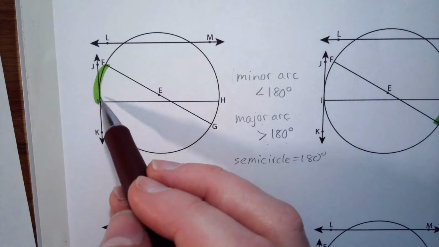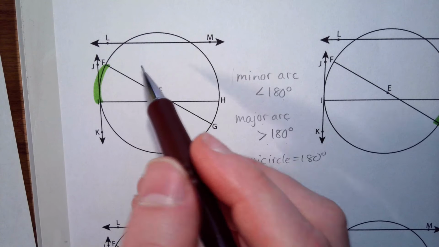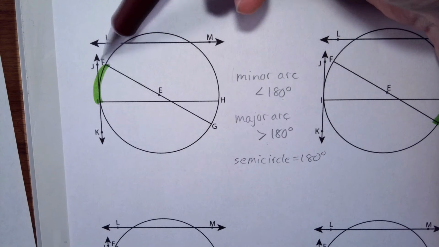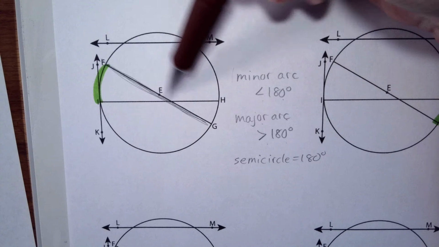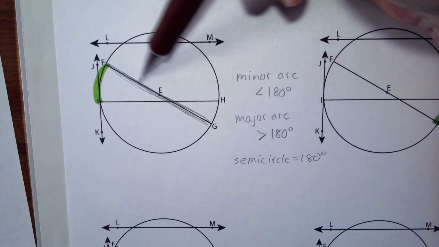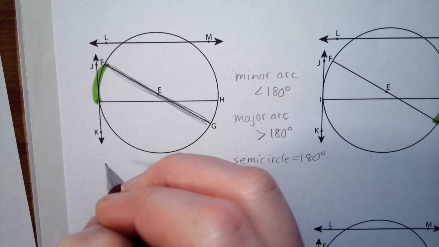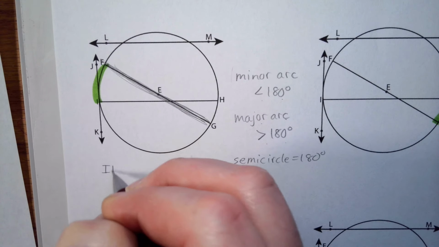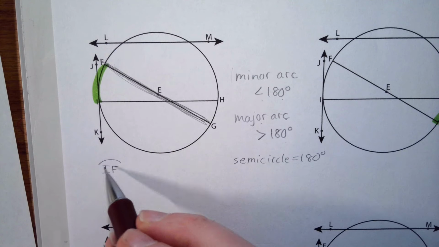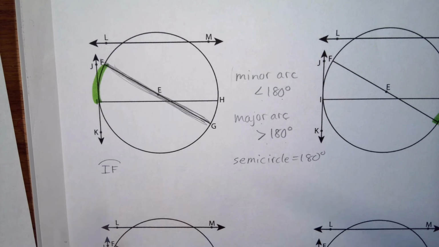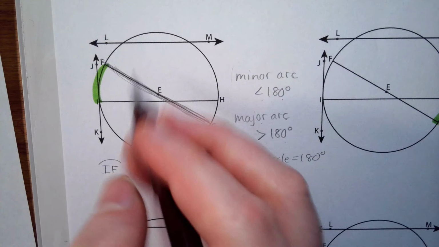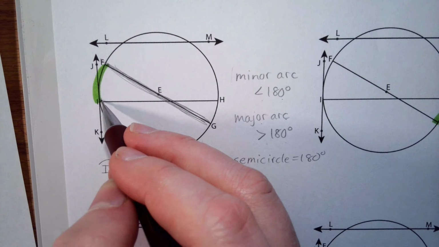Okay, I've highlighted for you a minor arc right here. Okay, the semicircle is right here. So here's where the circle's cut in half right along the diameter. So this is definitely less than 180 degrees. And we name that IF with an arc symbol. Okay. Now, so that's less than 180 degrees.